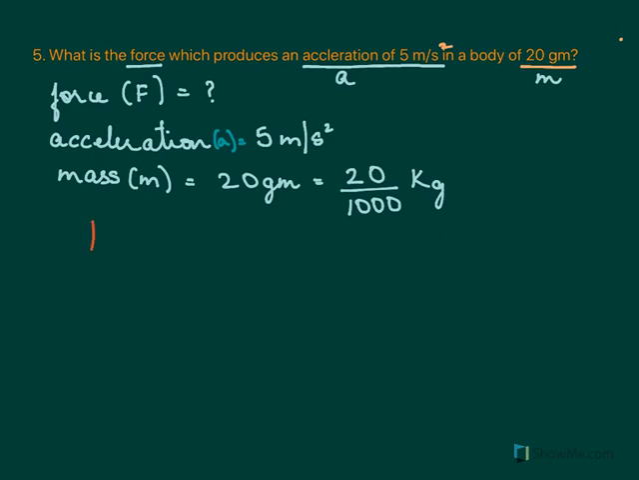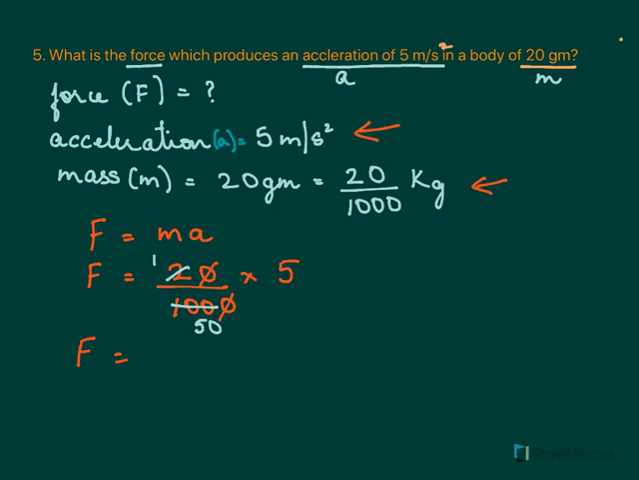Now back again by the second law, we have F equal to m into a. F we do not know. Our mass is 20 over 1000. And the acceleration we saw is 5. Here is the acceleration given to us. And now we calculate this, we cut this out. Then this is 1. And this would be 50. This would be 1. This would be 10. So 1 by 10, that is 0.1 newtons.